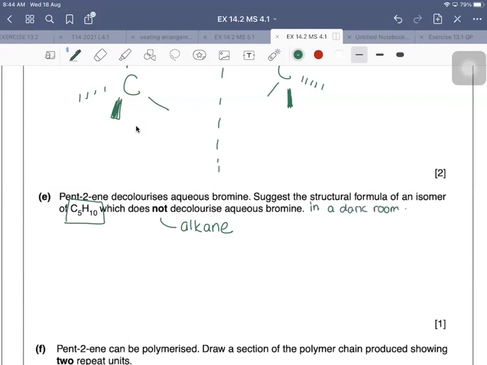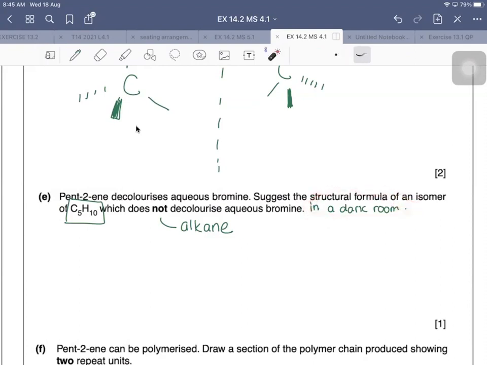Can you add that to the question? Otherwise, alkanes in the presence of sunlight, in the presence of UV light, will be able to react with aqueous bromine. That's why I just want to add that last statement so that you don't get confused.